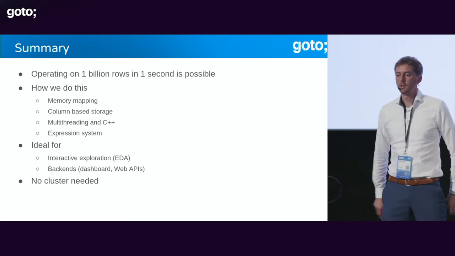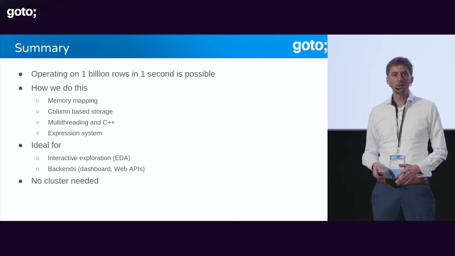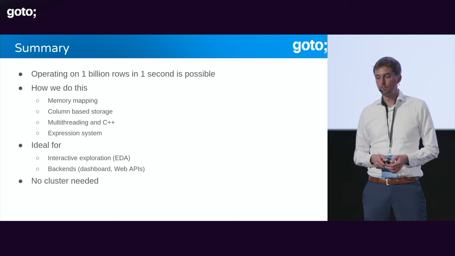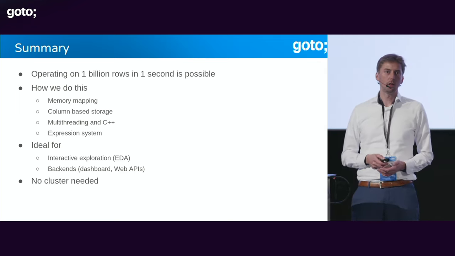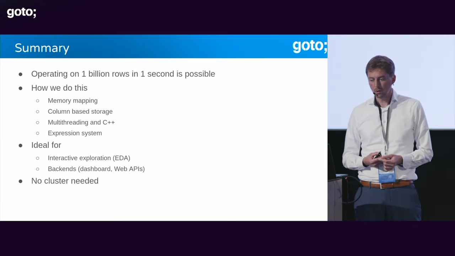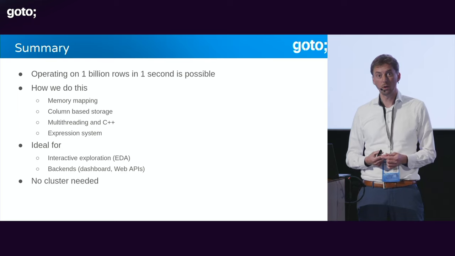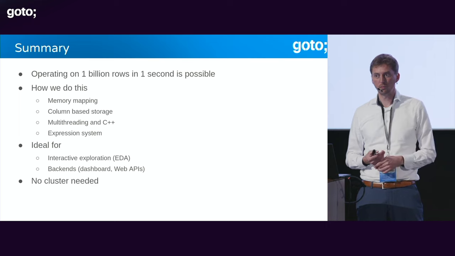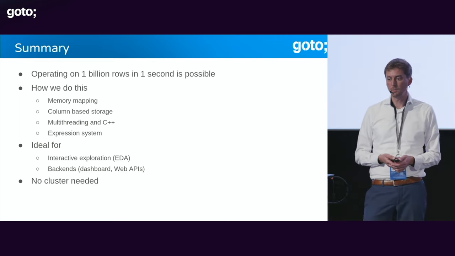I want to end with a summary. I hope I convinced you that operating on something like 1 billion rows in 1 second is possible, even on this laptop. I explained how we do this, and we use some techniques: memory mapping, column-based storage for fast sequential access, multi-threading, C++ to avoid the Python global interpreter lock, and the expression system, so as not to waste memory. I think we showed you it's ideal for interactive exploration, like in the Jupyter Notebook, but also for building backends, especially dashboards. And the takeaway is that maybe you don't need a cluster.